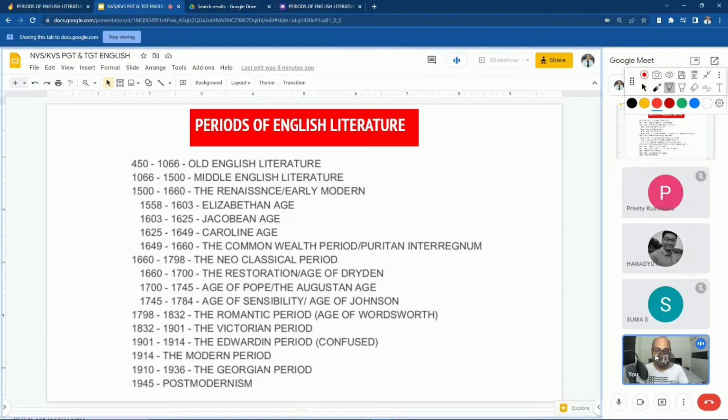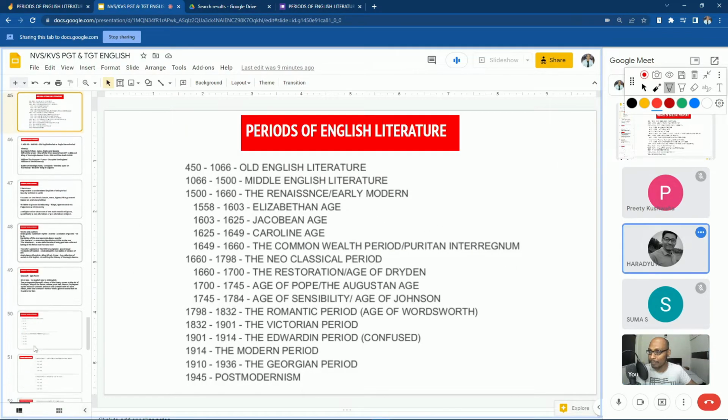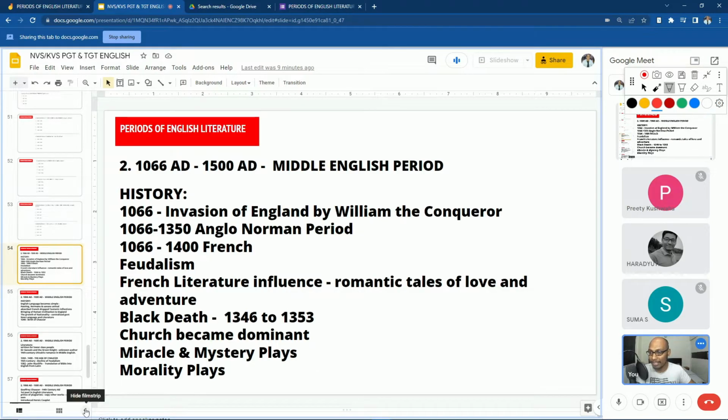Yes, sir. Last question, then we'll go to the next topic. Look at the screen. Elizabethan age, Jacobean age, Caroline age, Commonwealth period. This is the sequence for the Renaissance or early modern. Priti, can you see the screen? Elizabethan age, Jacobean age, Caroline age, and Commonwealth period, also known as Puritan interregnum. Last question, then we'll go to the next part in this class.